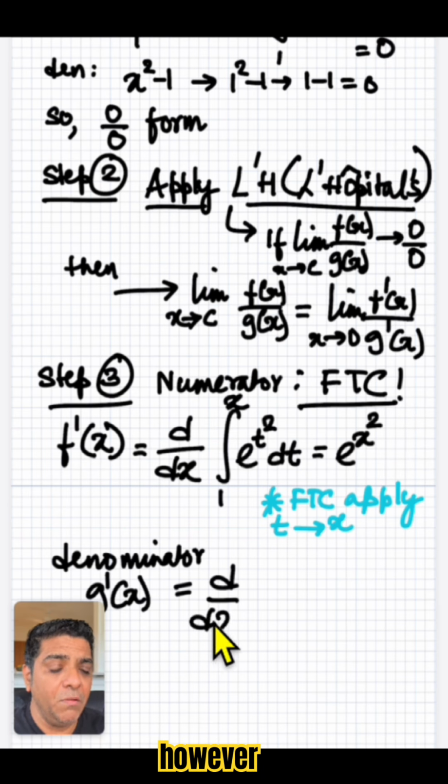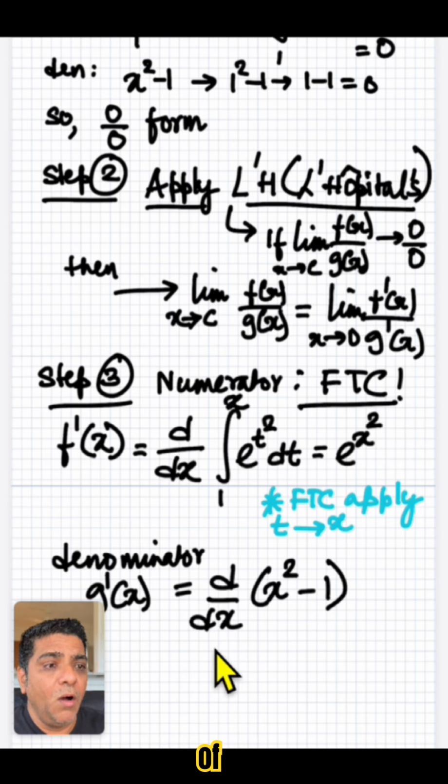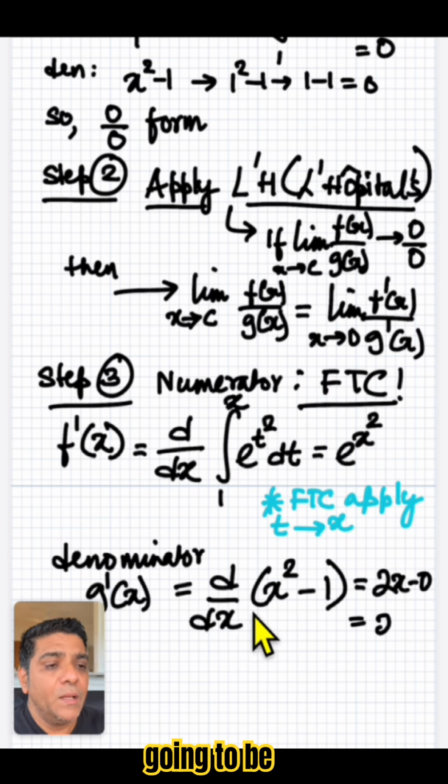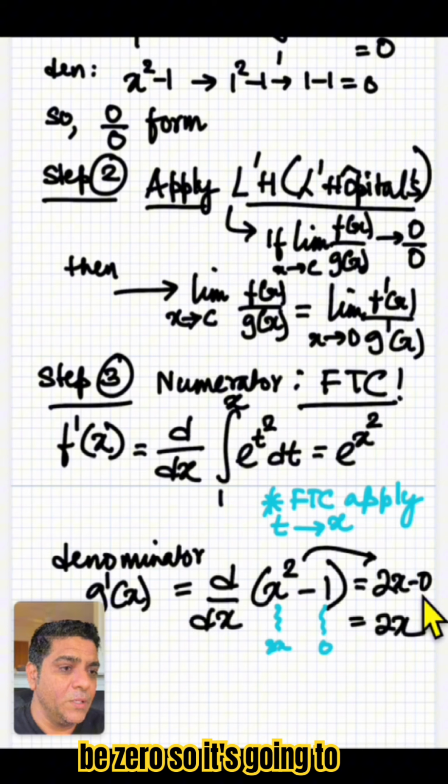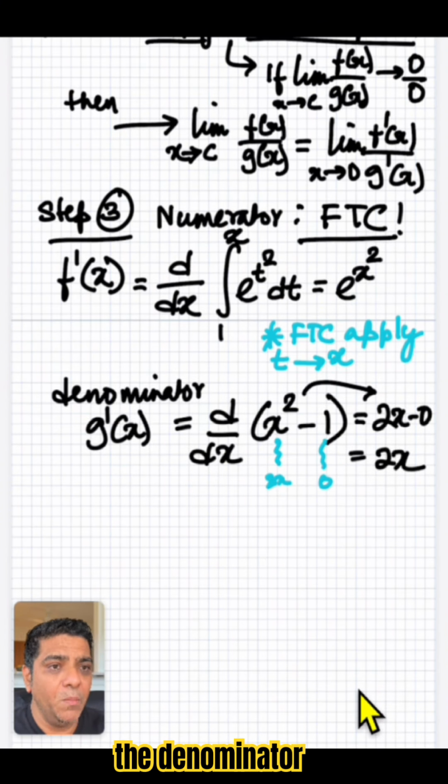In the denominator, however, we have x squared minus 1. The derivative of x squared is 2x, and the derivative of a constant is 0. So it's going to be 2x in the denominator.